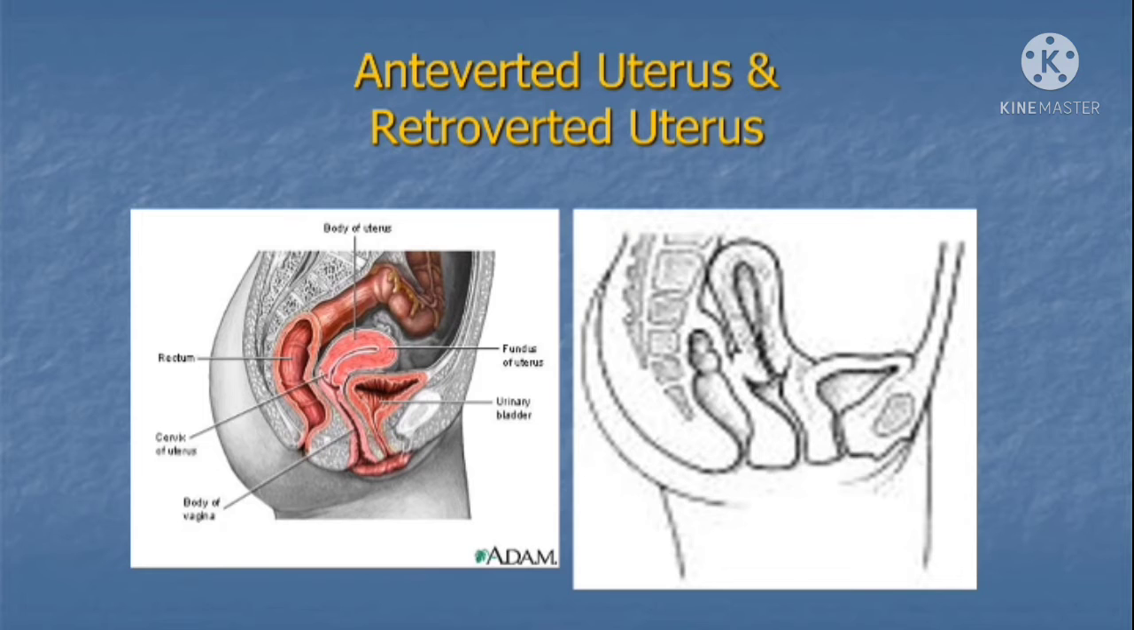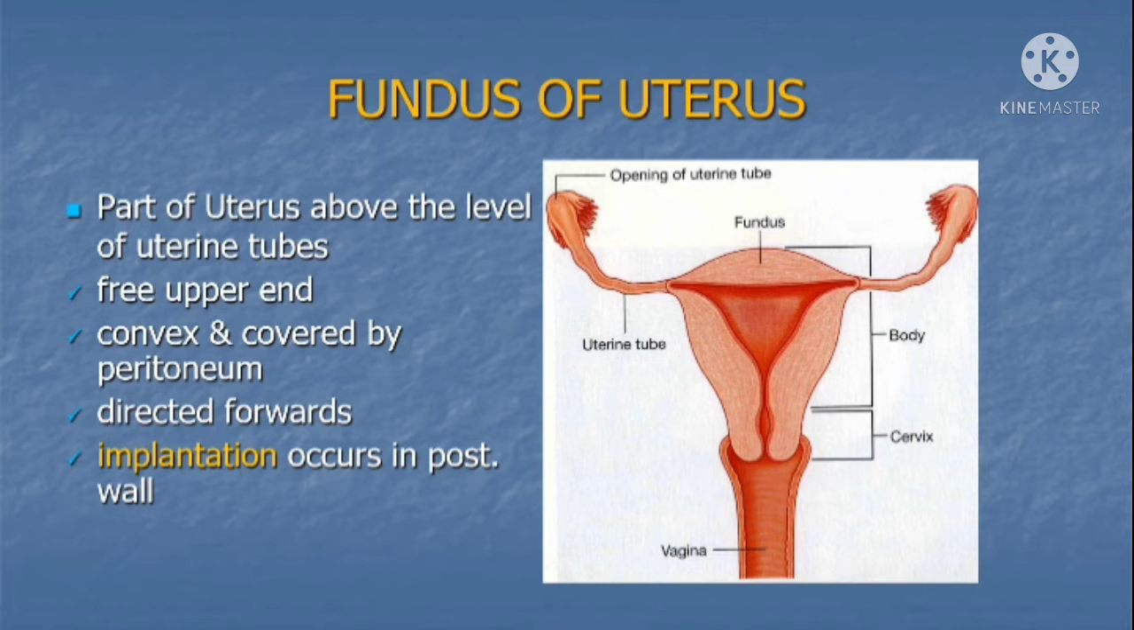The first picture showing the anteverted uterus. The second picture showing the retroverted uterus. The retroverted uterus is more prone for first trimester abortion.